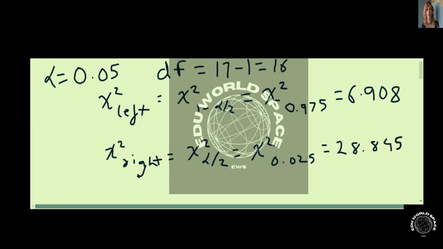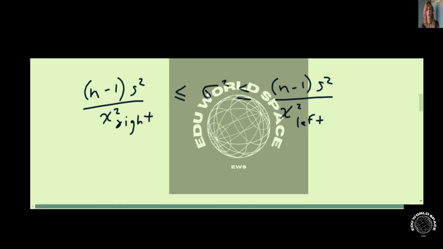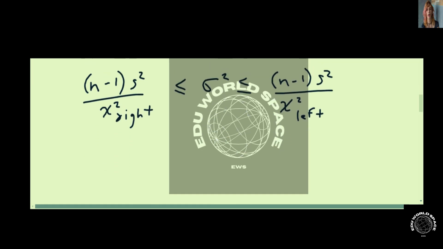Now that we have the chi-square left and the chi-square right values, and we found the sample variance before, we can go straight to finding the confidence interval for the population variance. I have the formula written here. This is basically the formula to get the confidence interval for the population variance. This term over here is the lower boundary, and this term over here, I'll mark it with blue so that we can differentiate it, is the upper boundary.